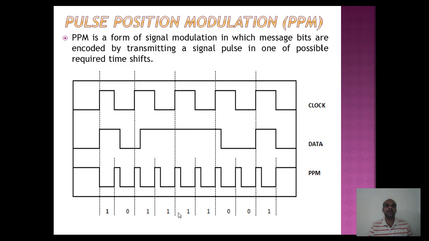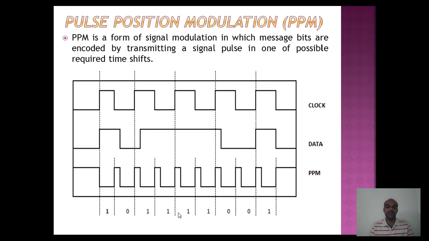Pulse position modulation. It is a form of signal modulation in which message bits are encoded by transmitting a signal pulse in one of the possible required time shifts. This is repeated for every fixed number of seconds, such that the transmitted bit rate is sufficient bits per second. When there is little or no multipath interference, it is primarily useful for optical communication systems.